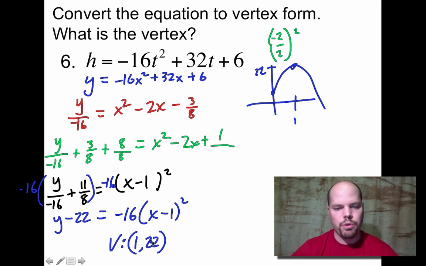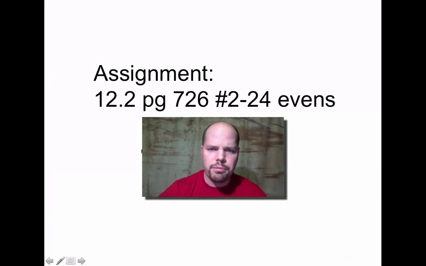So the vertex is 1, 22, but notice the process of getting rid of this coefficient, making this a coefficient of 1 so that we can complete the square. Because if you don't have that coefficient of 1, you cannot complete the square. Then at the end we'll convert it back to where that negative 16 belongs. So the a value is negative 16, which means the parabola opens down. All right, that's a lot thrown at you, but if you break it down piece by piece, not too bad.